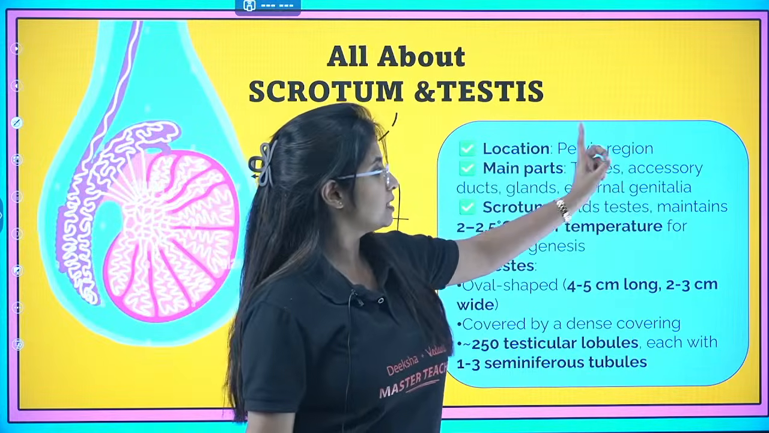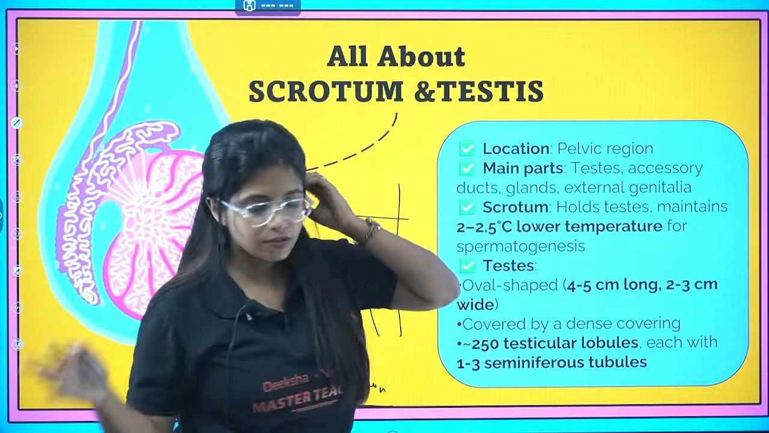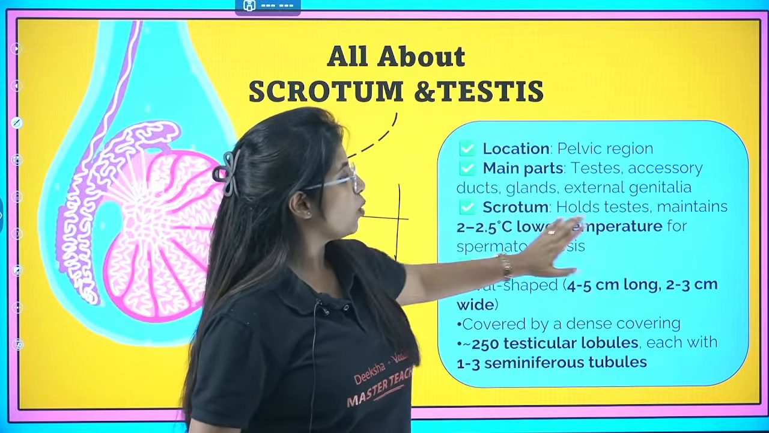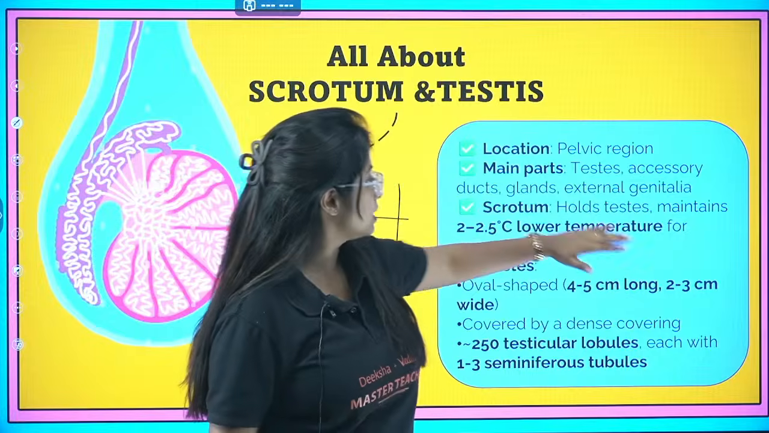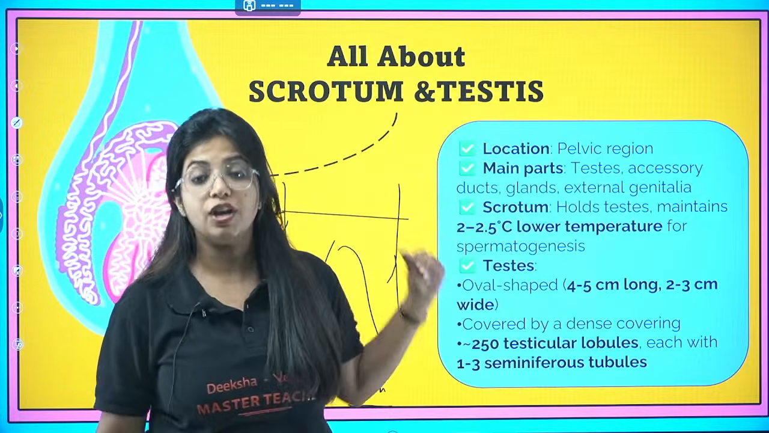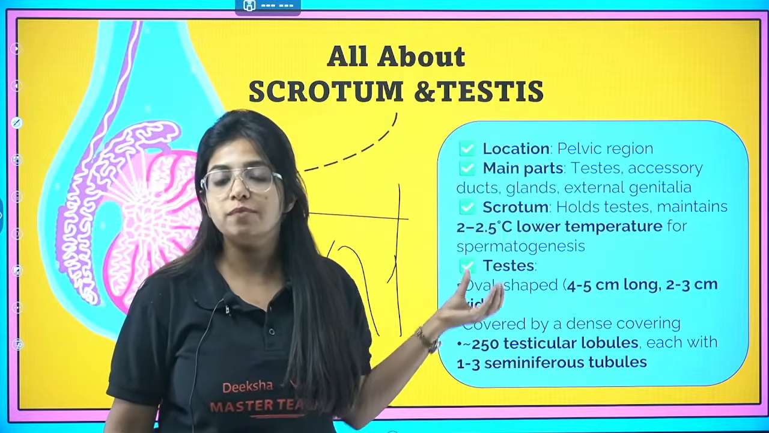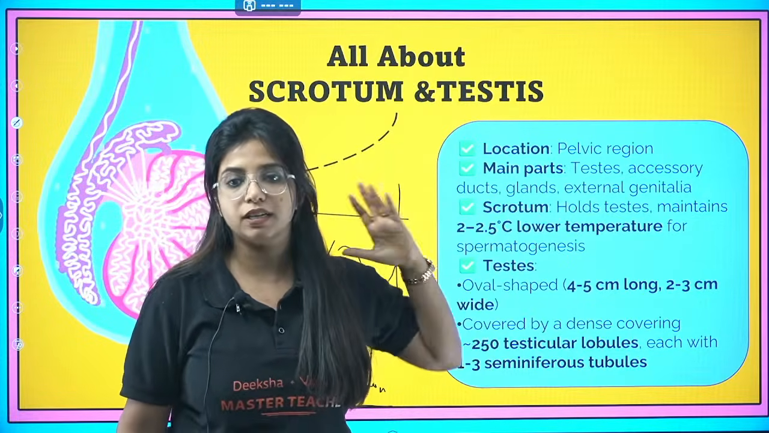Now the main parts are testis, ducts, and glands, as in the main parts of the male reproductive system. We'll come to that. Now what is the scrotum? It is the one that holds the testis, maintaining 2 to 2.5 degrees Celsius lower than the normal body temperature. Why? For spermatogenesis. What is spermatogenesis? The process of making of sperm.